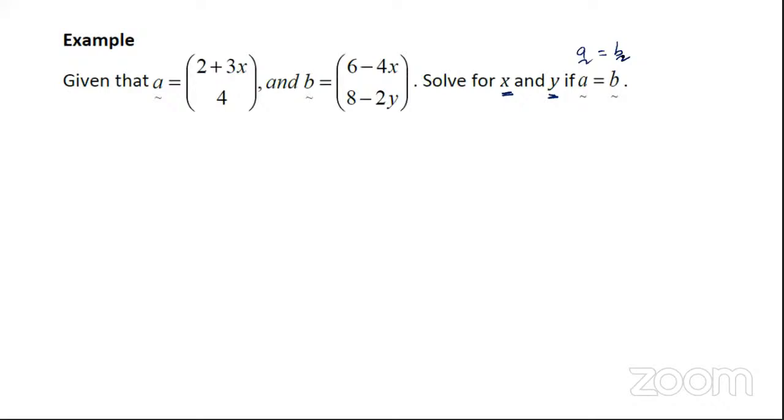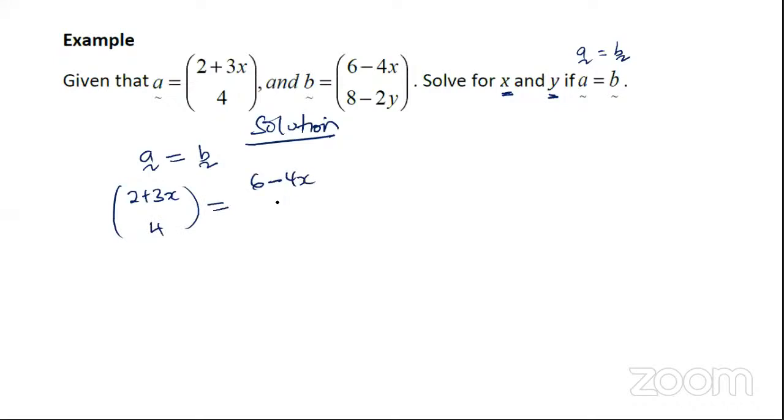Okay? If vector A is equal to vector B. So we said that in our solution, if vector A is equal to vector B, then we know vector A is 2 plus 3x, 4, is equal to 6 minus 4x, 8 minus 2y.